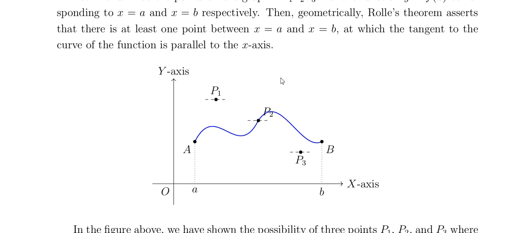So what is the geometrical meaning? The tangent to the curve, the derivative, is equal to 0. Derivative equal to 0, so the tangent to the curve of the function is parallel to the x-axis. That is the geometrical meaning of Rolle's theorem.